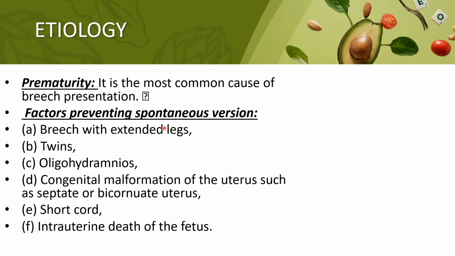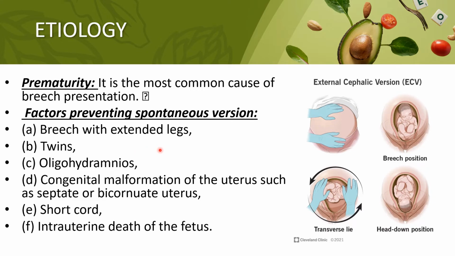Spontaneous version means the fetus itself rotates itself into the cephalic version, from the breech or podalic version to cephalic version. So what are the factors that prevent spontaneous version? We also have to look at those factors. Okay, the first one is breech with the extended leg.